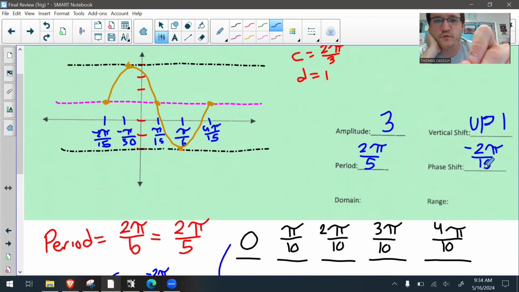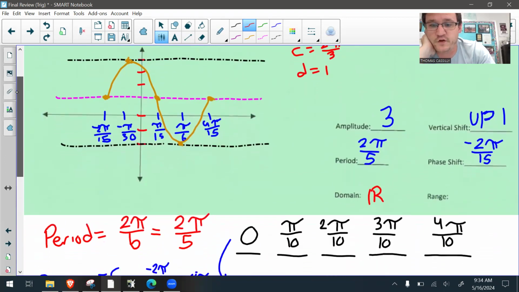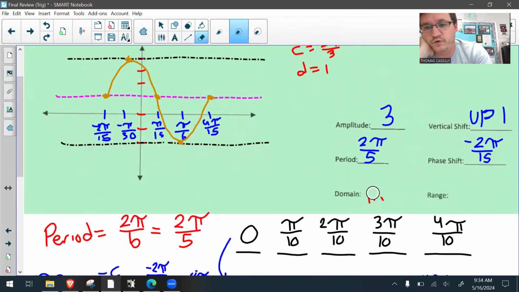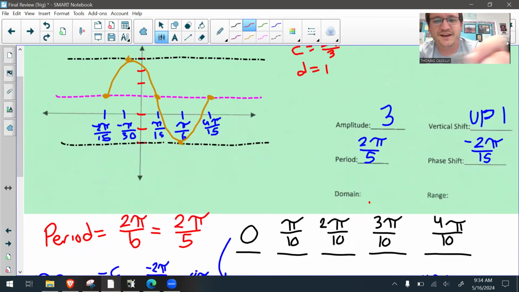Right? Now, the domain, that's the easiest question in this entire chapter. The domain of the sine function and the cosine function is all real numbers, or if you want to say, you could say negative infinity to positive infinity.